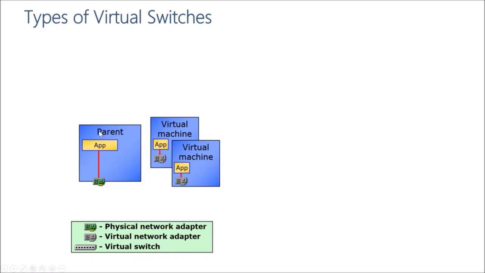So on the parent partition, which is the host, the Hyper-V's operating system, if you like, you have physical adapters, no problems. On the virtual machines you create, you have virtual adapters, no problems. And obviously on each of these, the parent or the virtual machine, you have programs, apps, which actually need to communicate.